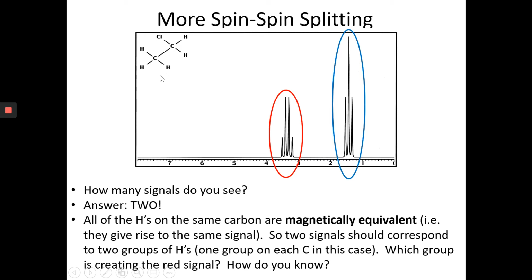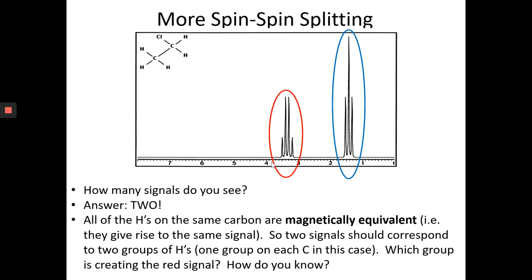So let's ponder this for a minute. Which group do you think is making the red signal, and which group is making the blue signal? Well, we have some clues, right? The clues are the chemical shift. We're going to talk about splitting in a minute, but let's just think about chemical shift, for example. One chemical shift is around 1.5, 1.4. The other one is between 3 and 4. So take a minute, ponder, pause the video, and predict which group of hydrogens makes which signal. Go.